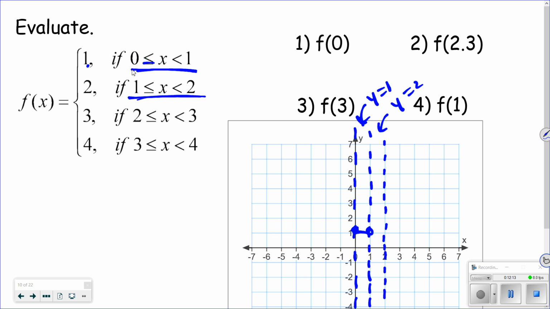So I come up to 2, looks like that. Just a horizontal line. It has the equal sign with the 1, so that's a closed dot. It does not have an equal sign with the 2, so that's an open dot. Okay, between 2 and 3, draw a horizontal line. And again, at 2, it's got a closed dot. At 3, it's got an open dot. The next one's between 3 and 4. So it's equal to 4. It's got a closed dot with the 3 and an open dot with the 4.